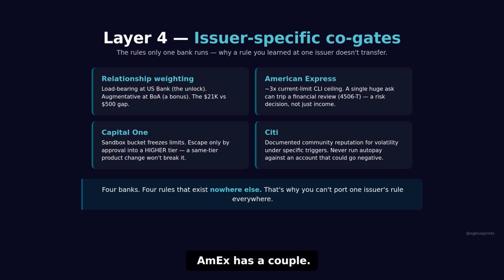AmEx has a couple. There's a ceiling on credit limit increase requests. You generally can't ask for more than about 3 times your current limit, and a single very large ask can actually trip a financial review. That financial review is a 4506T, a signed authorization that lets them pull your IRS transcript directly.